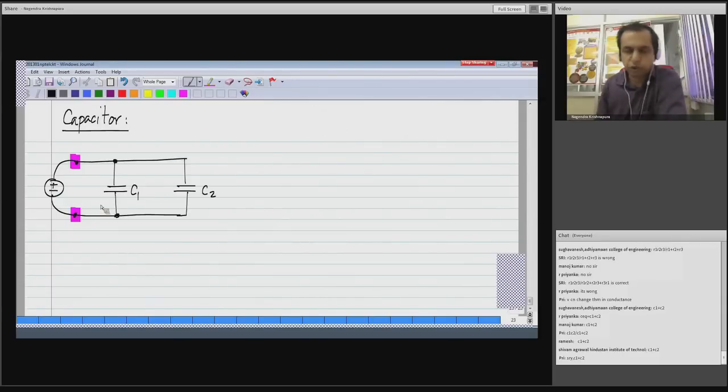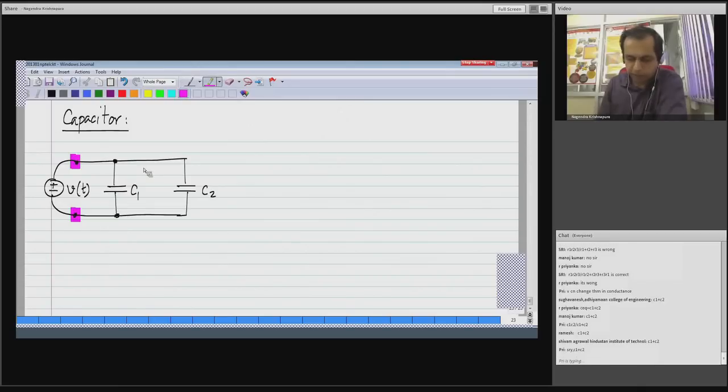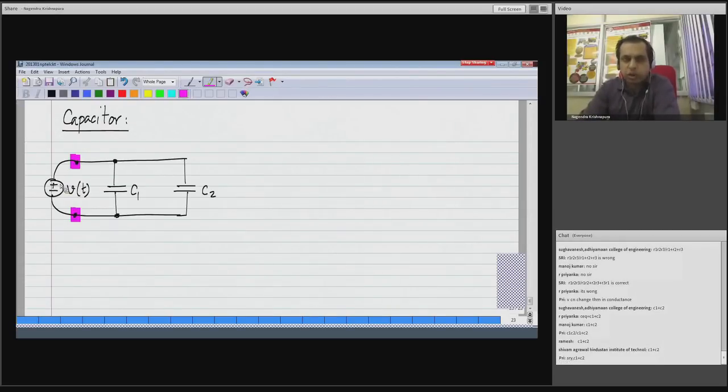So again, I will choose to apply some voltage V of t. By the way, an independent voltage source means that the voltage value is independent of what current is flowing through it. The voltage value itself can be dependent on time. In the initial parts of this course, we will by and large look at voltages which are constant with time, but the voltage can be dependent on time. An independent voltage source really means that the voltage value is independent of the current flowing through it.